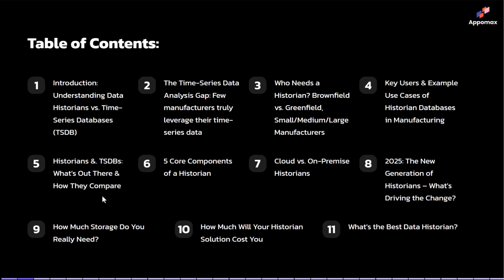Then I would like to get into a deeper dive into details by seeing what's out there, the core components of the historian, whether you host it on premise or in the cloud, and the new types of historians coming, ones that are pushing the boundaries. The barrier to entry for historians has dropped really low with the new Timebase coming out. Then I would do some calculations about the storage and how much hardware you need to store the data, how long you can keep it for, and how much it will cost.